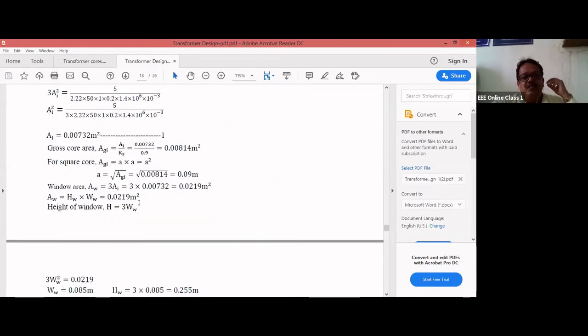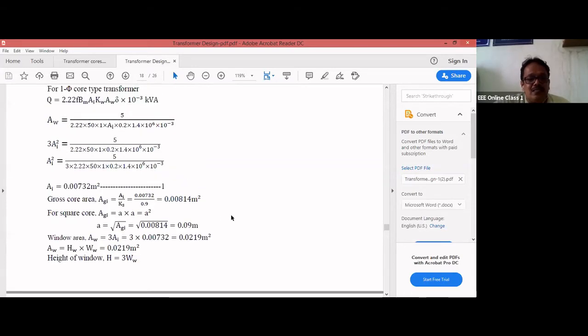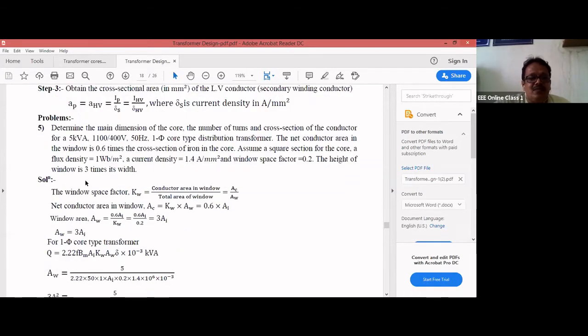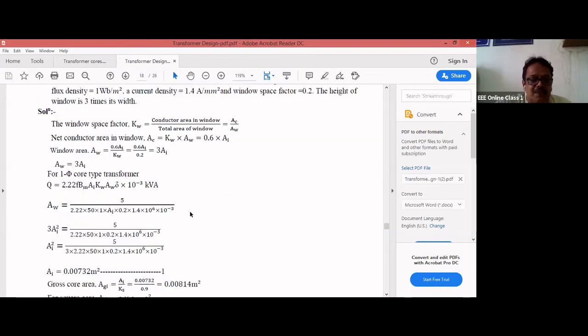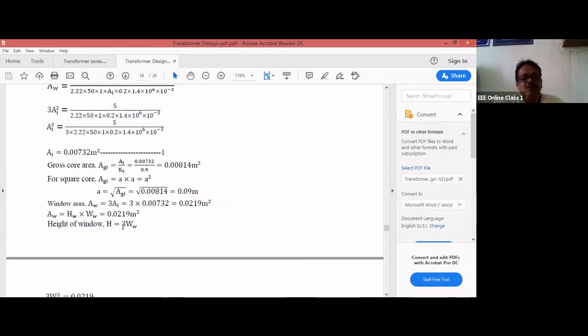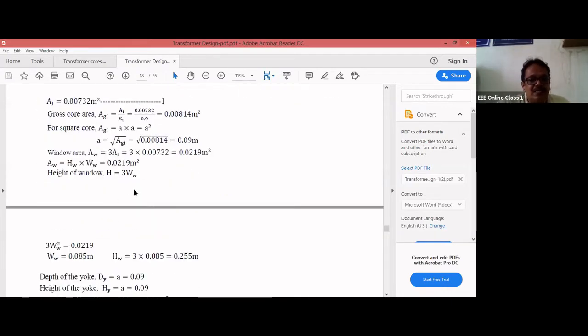But then try to find out the window area. Now window area AW is about 3 into AI. A is already calculated here. Substitute here. What you get? 0.0219 meters square. And area of the window is equal to height of the window into width of the window. And one more condition is given in the problem: the height of the window is 3 times its width. Use these conditions and this equation, and you can find out HW and WW.